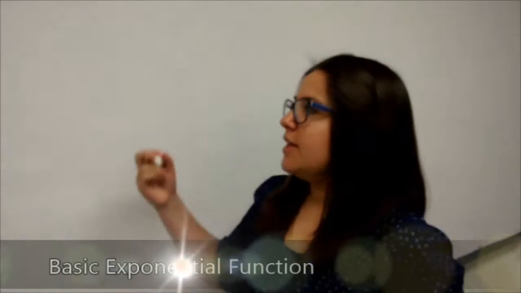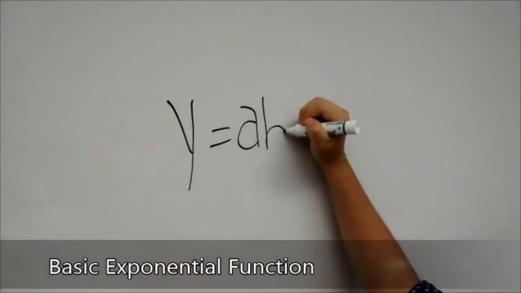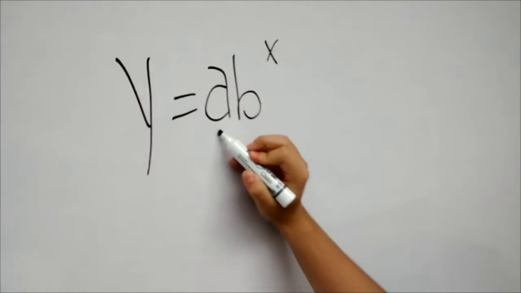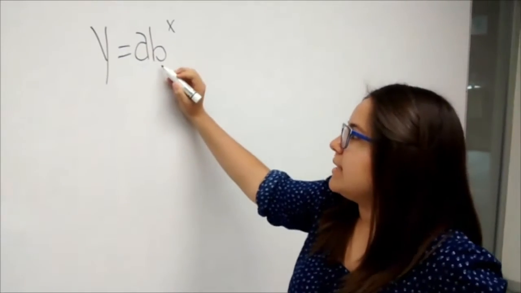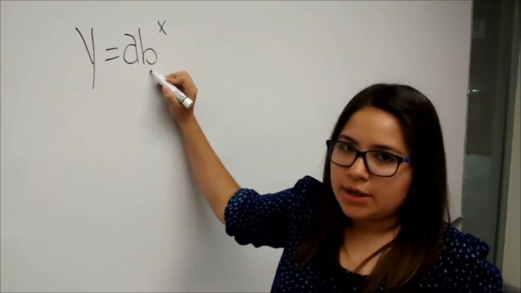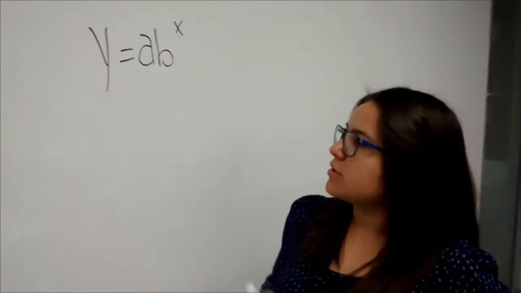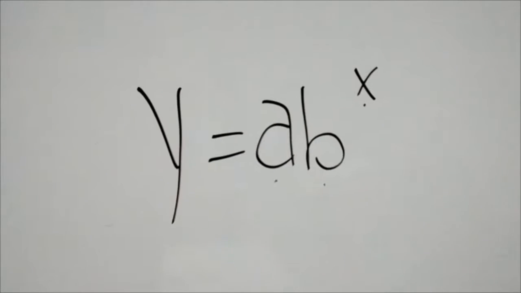Exponential function equals y equals a times b to the x power, where a equals the initial number, and it has to be a real positive number. The b equals a real positive number greater than 1, and the x equals the constant value that you give it in the x-axis.